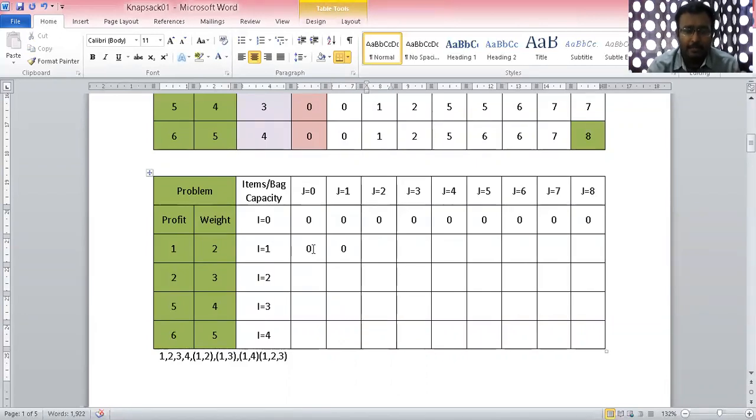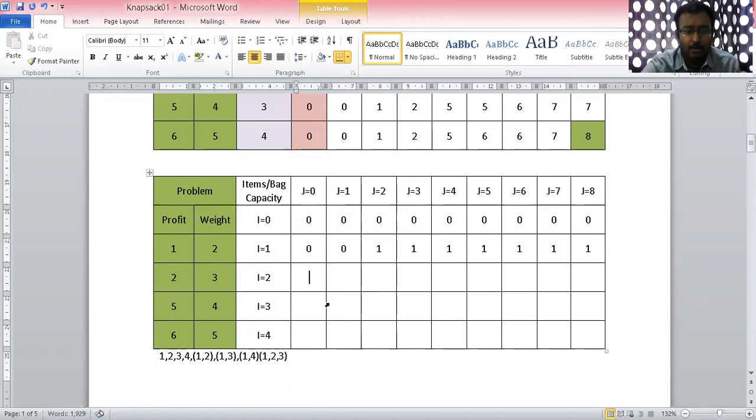Now coming to the bag capacity as 2, yes, now I can add my item number 1 because the bag capacity is 2 as well as the weight of the item number 1 is 2. So if I add the item number 1, the profit we gain, that profit value we have to add here. The profit of item number 1 is 1. Similar way, for j is equal to 3, I can add item number 1, but I have no other items with me now because I'm in the first row. I can take only item number 1. I cannot take any other item. So in the rest of the boxes, I retain the same value as 1.